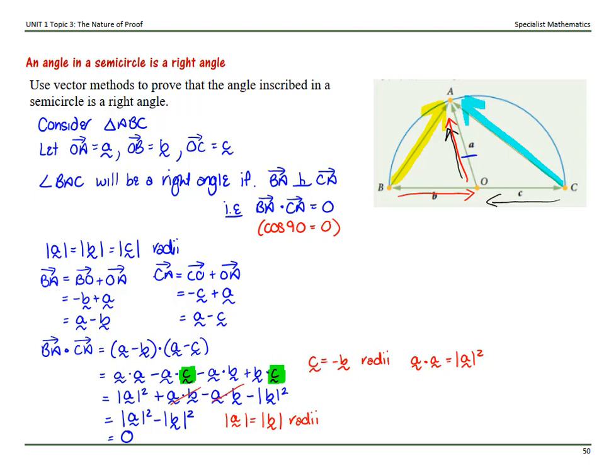So since the dot product between vector BA and CA is equal to 0, vector BA and CA must be perpendicular, which shows that the angle in the semicircle is 90 degrees, and our proof is done. So now we've proven that the angle in a semicircle is a right angle through geometric methods and also through vector methods.